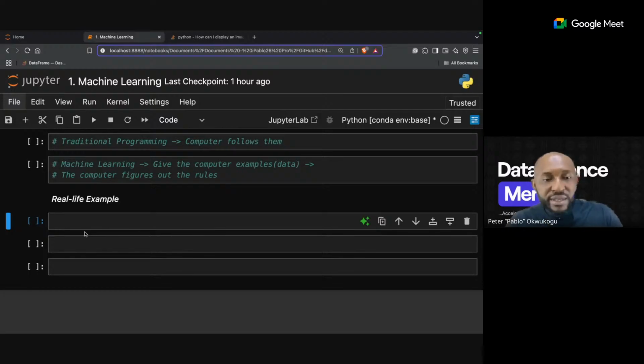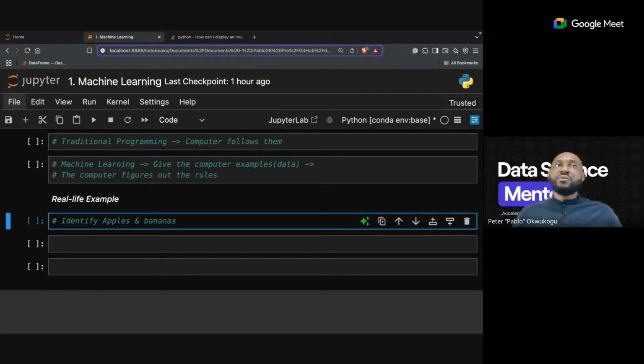So what do you do? So here, what name do I call it? What you want it to do is identify apples and bananas. So this is what you want it to do. You want a computer to identify apples and bananas.